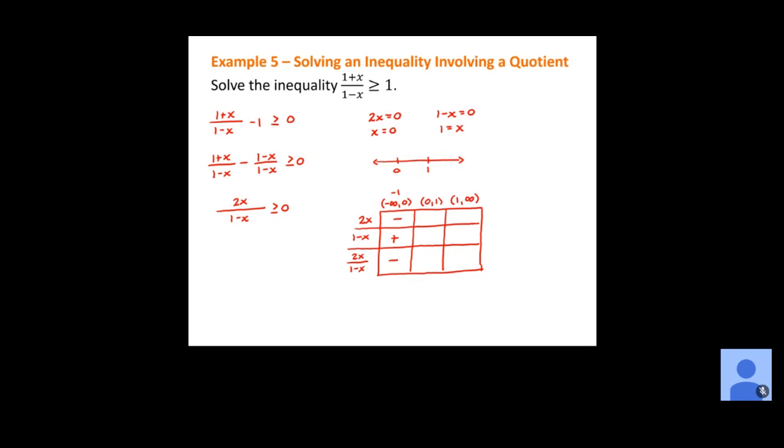All right, now we need something between 0 and 1. I'll go with 0.5. Substituting that into 2x, 2 times 0.5 is 1. That's a positive value. 1 minus 0.5 is actually 0.5. That's a positive value. No negatives this time, so overall the quotient has to be positive.